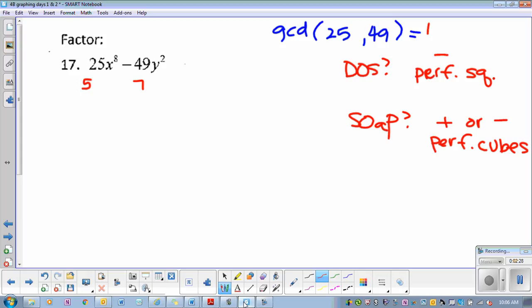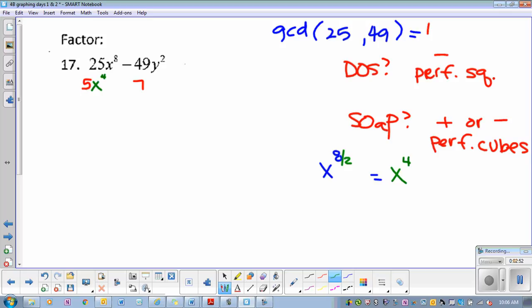X to the 8th. Remember, I told you, you can take the square root if you can divide the exponent by 2 and it gives you a nice pretty number, right? What's 8 divided by 2? Yeah, then that tells me I can take the square root. This is a perfect square. And then it becomes x to the 4th.